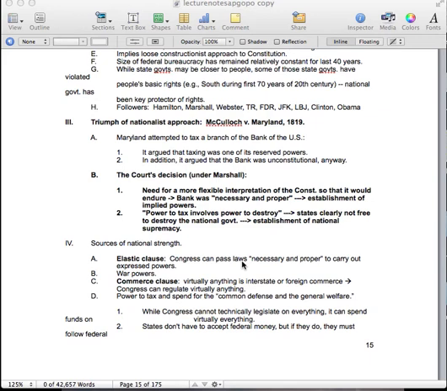Number two, states can't tax the Fed. And three, very important here, central government over state governments. Central over state.